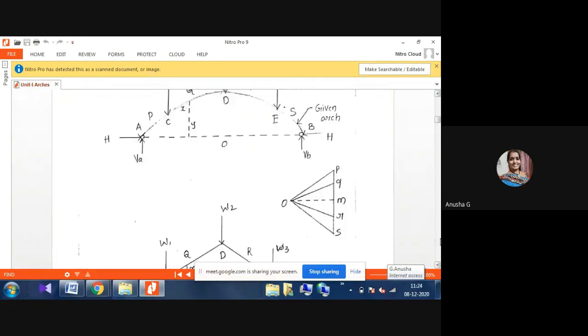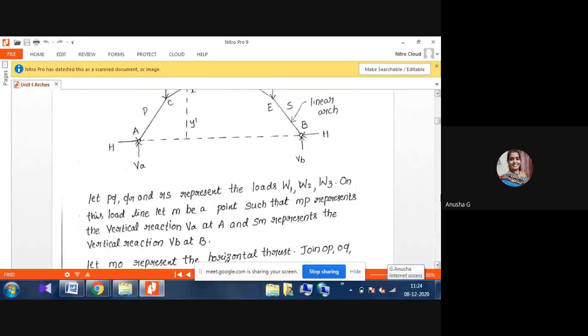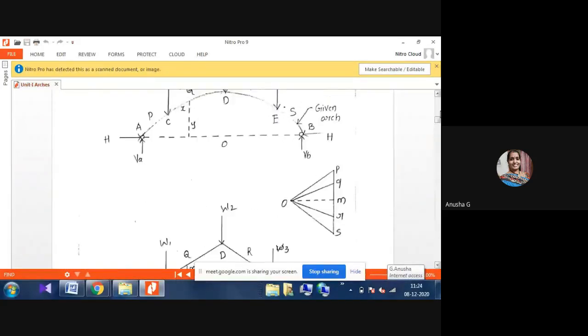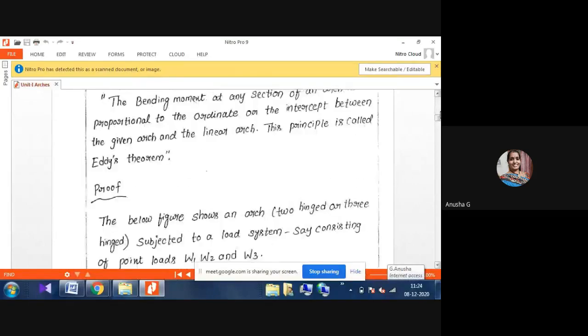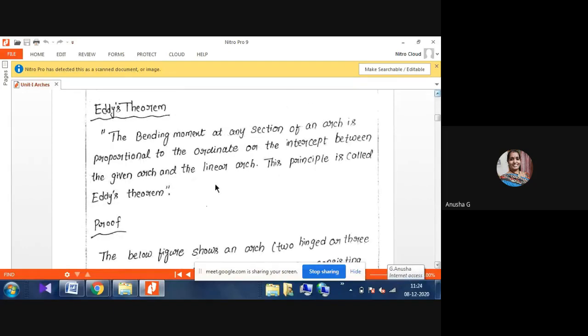Eddy's theorem. They also ask Eddy's theorem sometimes. It is very simple. Wherever we consider the normal thrust and radial shear, there is one definition you have to know. Eddy's theorem states that the bending moment at any section of an arch is proportional to the ordinate or the intercept between the given arch and the linear arch. This principle is called Eddy's theorem. The bending moment we consider for an arch is directly proportional to the intercept between the given arch and the linear arch.